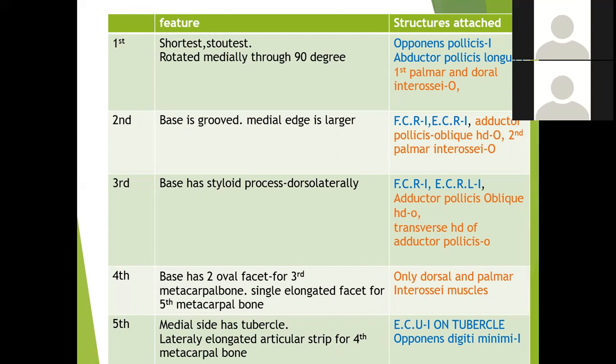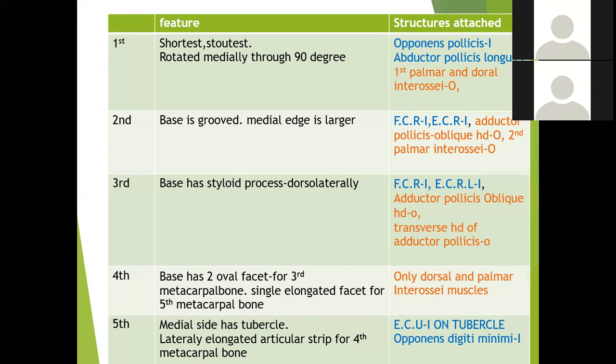Okay. And next one is the fourth metacarpal bone. The fourth metacarpal bone has no other muscle except the interosseous muscles. Both dorsal and palmar interosseous muscles are attached or originated in this metacarpal bone. So except interosseous muscles, no other muscle is originated or inserted in the fourth metacarpal bone.